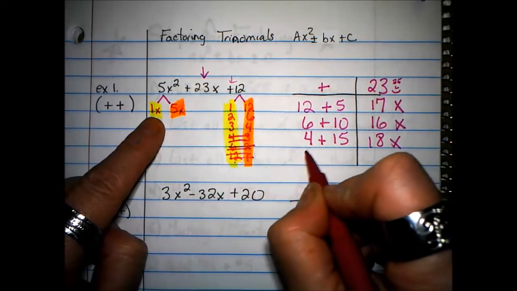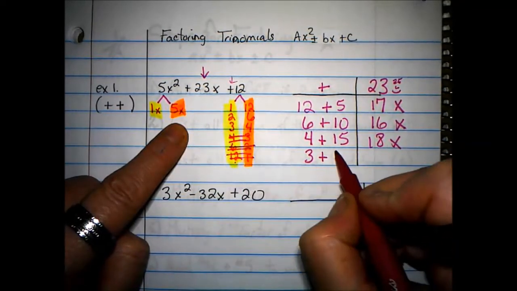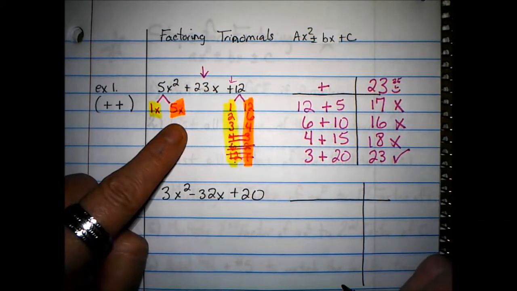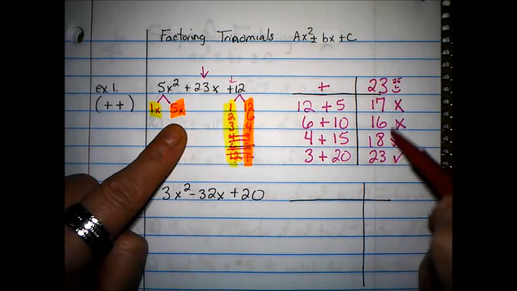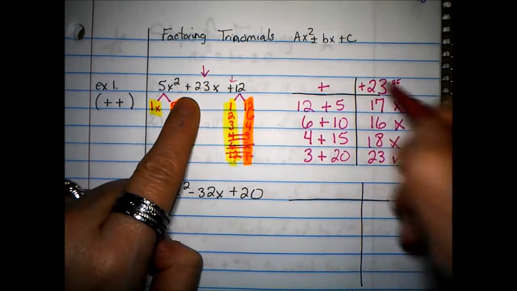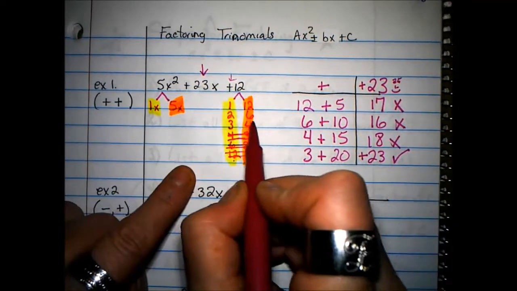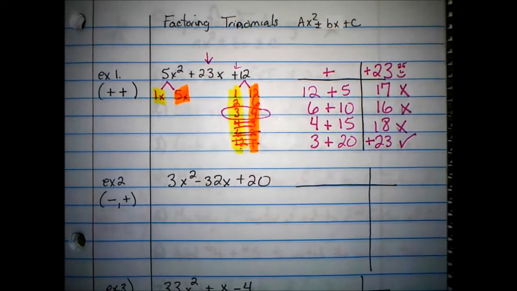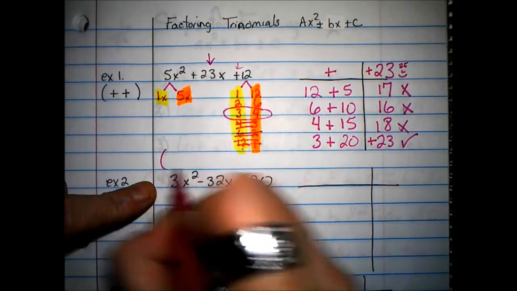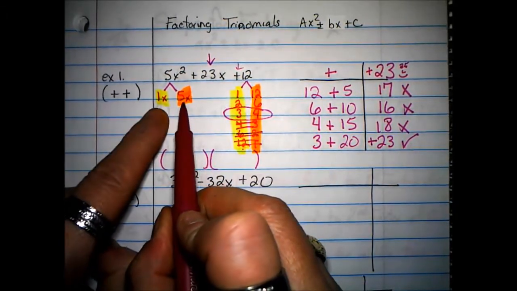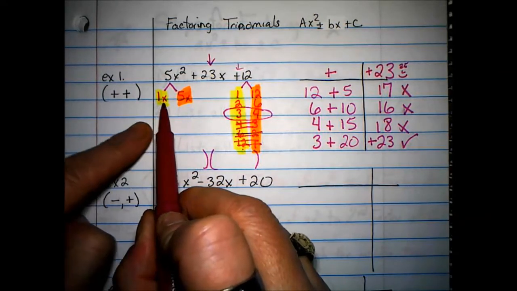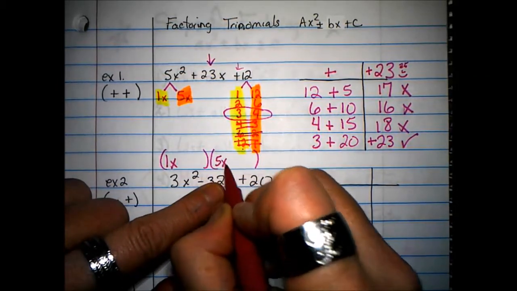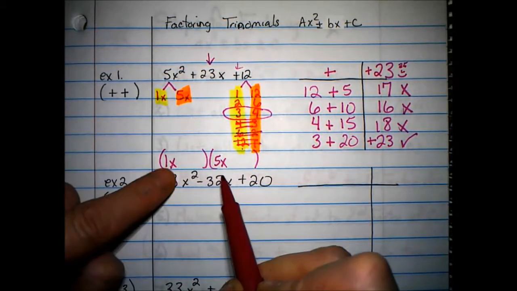I'm going to go to the next one. 1 times 3 is 3, plus 5 times 4 is 20, and 3 plus 20 is 23. Bingo, there it is. Now check the signs. My middle one was a positive 23, and my answer is positive 23. There's my set of numbers I need. Now, when I write my answer, it tells me now I'm going to write my binomials. Bring your first term straight down, and the 5x comes to the first term of your second binomial. Bring those down as they are in that order.